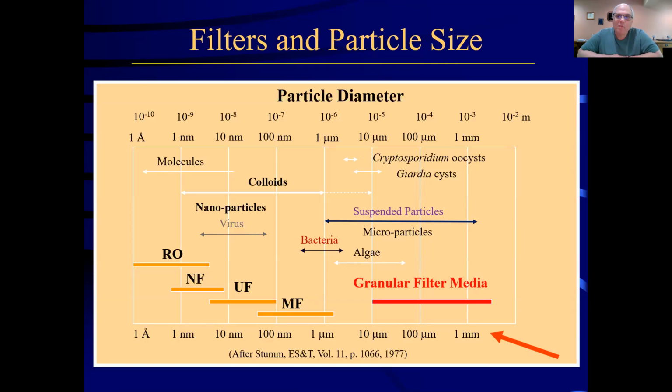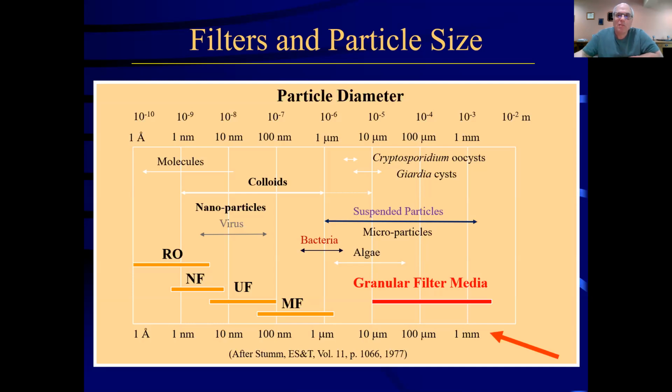And you see that granular filter media is generally around that size. For example, we have anthracite in filters that tends to be around 1 millimeter in size. The sand that supports that tends to be about 0.5 millimeter, so it would be halfway between the 1 millimeter and the 100 micrometers.